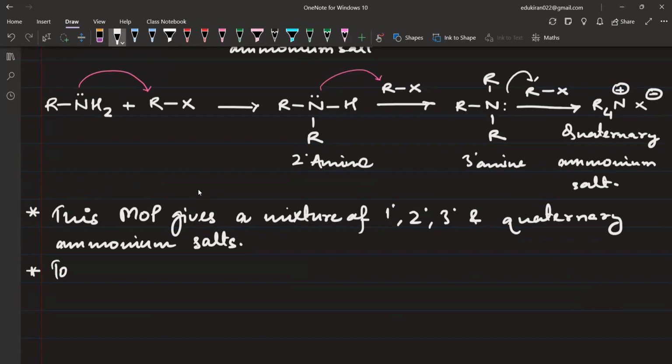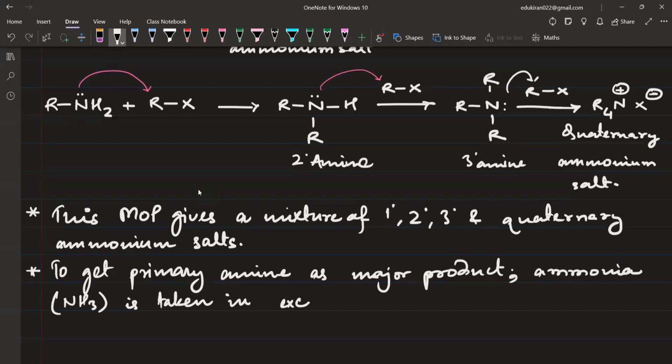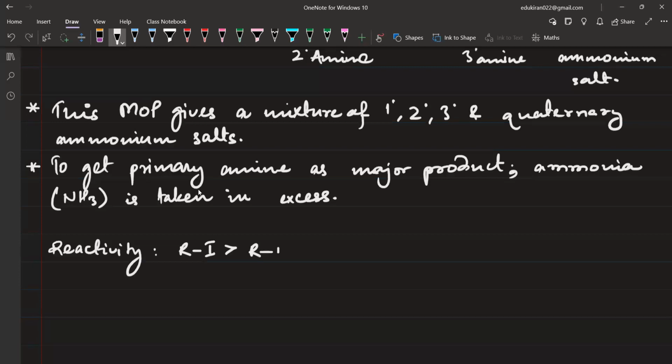So what will we do? To get, please write, to get primary amine as major product, ammonia, that is NH3, is taken in excess. And if we look at the reactivity of different alkyl halides, RI will be fastest, followed by RBr, followed by RCl, because the carbon iodine bond is weaker.